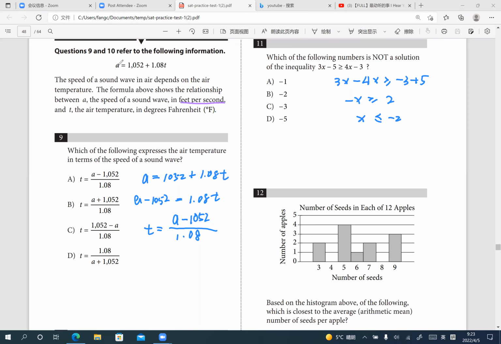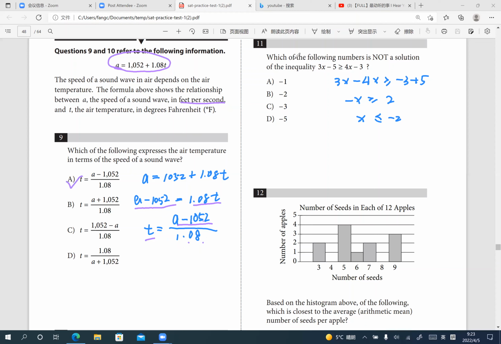So we just need to rewrite the equation A equals 1052 plus 1.08t into a function in terms of t. So the first step, subtract 1052. We get A minus 1052 equals 1.08t. And then divide both sides by 1.08. So we get T equals A minus 1052 divided by 1.08. So we should choose option A.